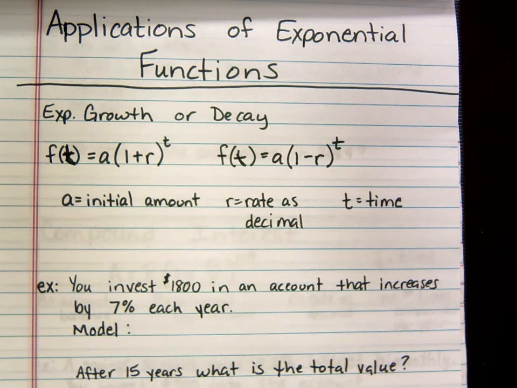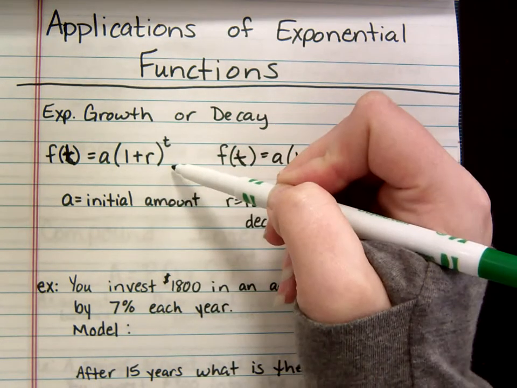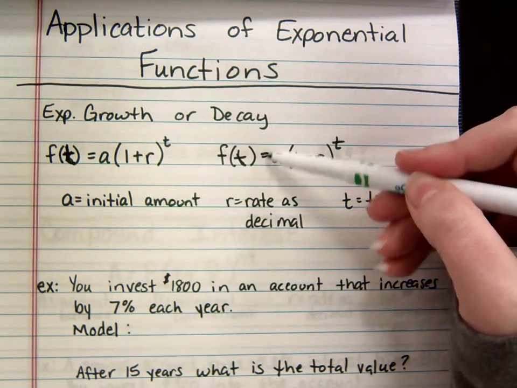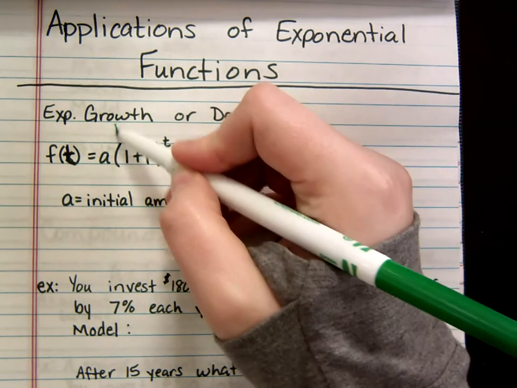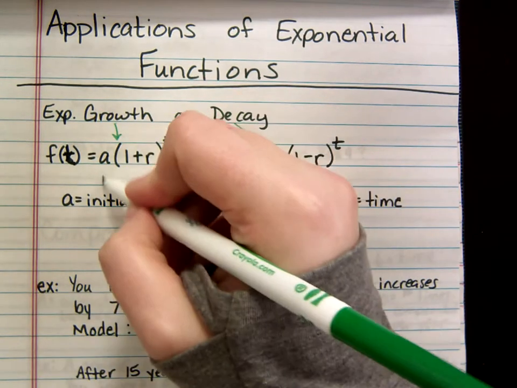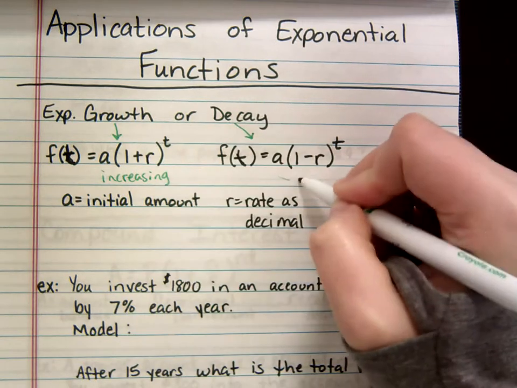Now, the first thing we're going to look at are exponential growth and decay formulas. If a value is increasing over time, we're going to have an exponential growth problem. If something is decreasing in value over time, it will be an exponential decay. So growth or decay, depending on whether something is increasing or decreasing.